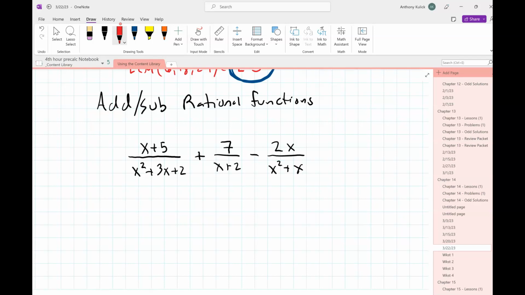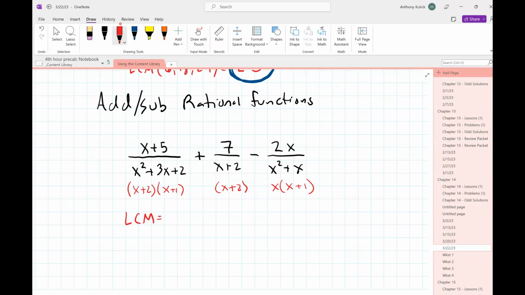How do I factor x squared plus 3x plus 2? x plus 2 and x plus 1. x plus 2 is prime, so there's nothing to do there. And then how do I factor x squared plus x? What'd you say? I thought you were saying something correct. Close. Yeah, there you go. Perfect. All right.